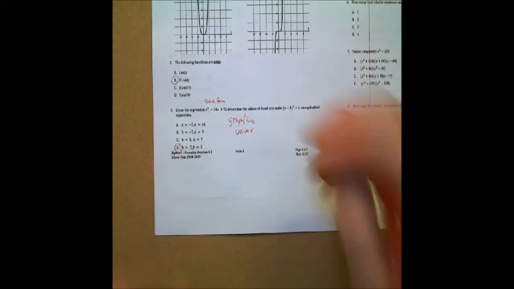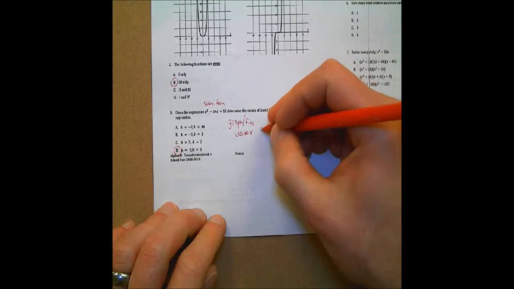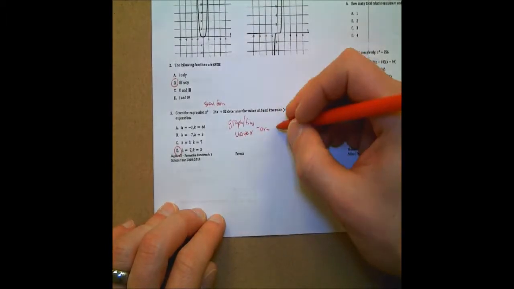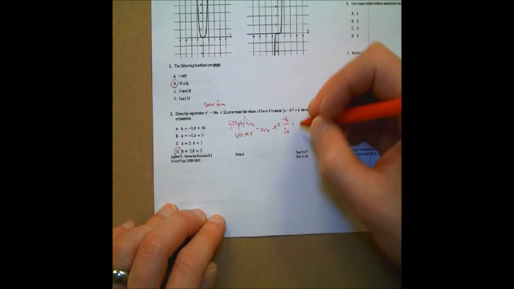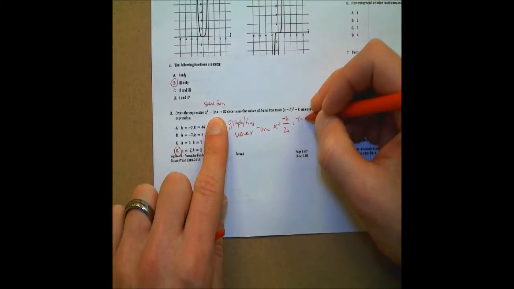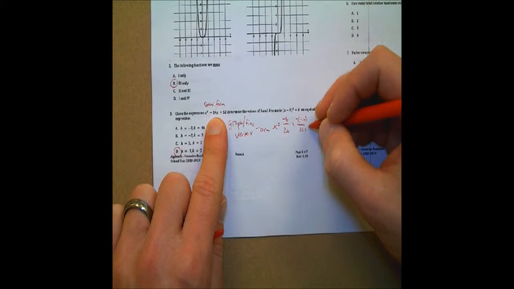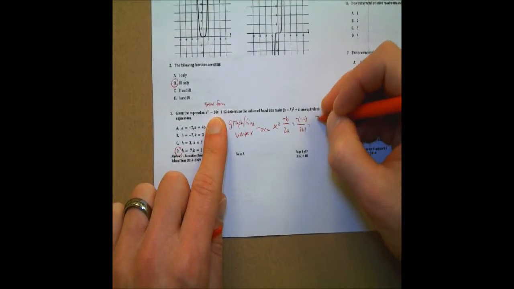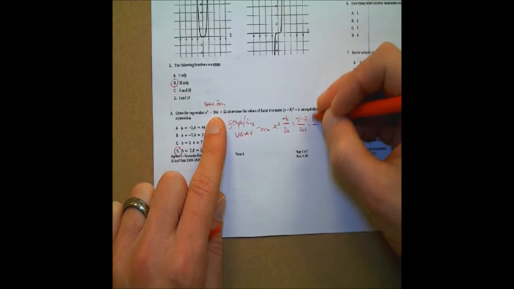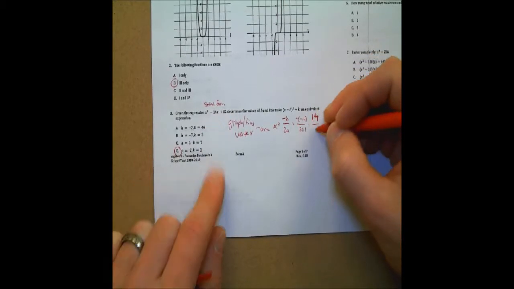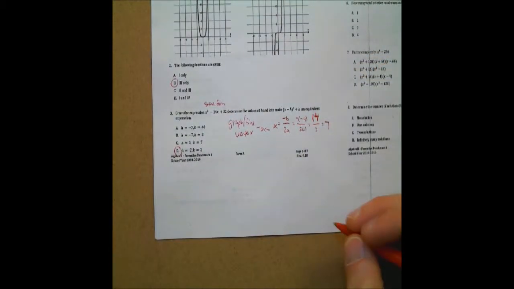Okay? You can also find the vertex by using x equals negative b over 2a. So that would be negative negative 14 over 2 times a. And so negative negative 14 is positive 14, over 2, which then simplifies to 7. So there's the x-coordinate for our vertex.